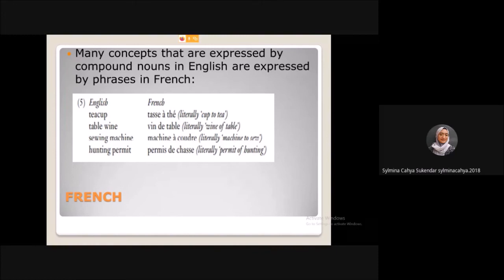The next slide is going to be presented by Wahyu. Wahyu, the time is yours.